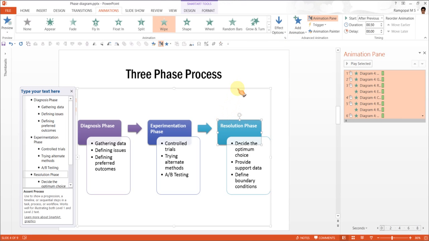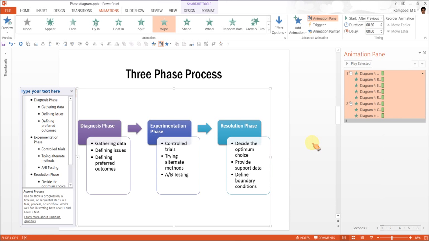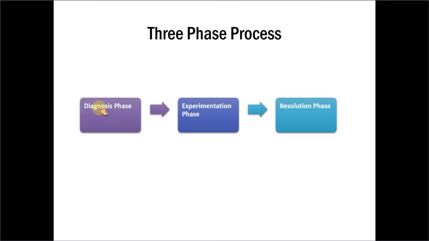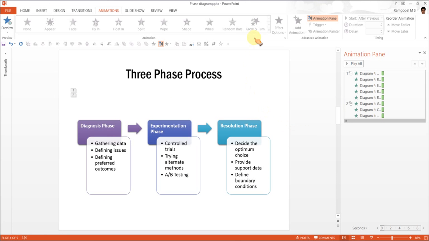The next type is level at once. What we mean by level at once is, first you will have the animation applied to level 1 text, and then animation is applied to level 2 text. So if I were to go to slideshow option, you can see that the wipe effect has been applied to just the titles here, and then when we press click, you can see the body content for each of those titles coming at once. So this is level at once.